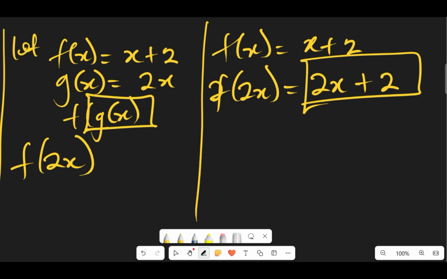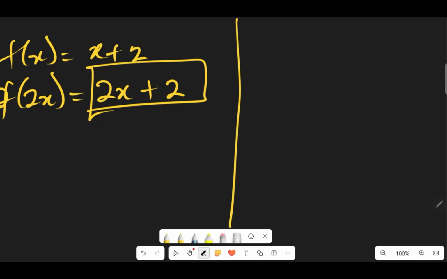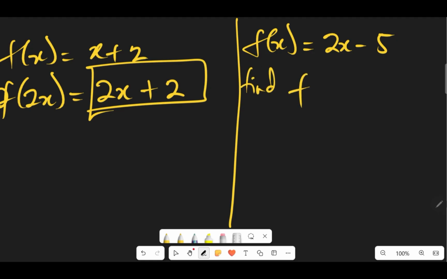Now our next one is inverse. Now we have f of x being equal to 2x minus 5, and we are to find the inverse of x. So we are to find f of the inverse of what? x. f prime of x, or f to the power minus 1 of x.